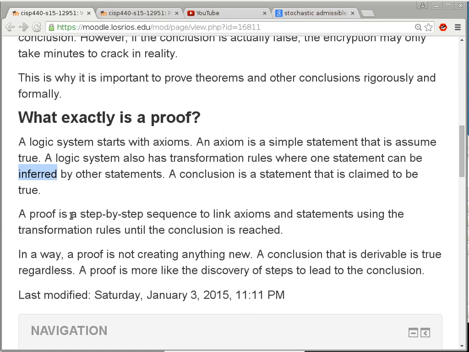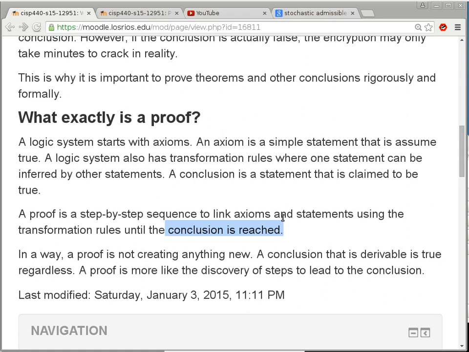A proof is basically just a step-by-step sequence to link axioms. You have to go all the way to the axioms, statements that are true and cannot be proven, and then use the transformation rules until the conclusion itself is reached. So there's something that we want to show to be true, but we have to start with stuff that is actually given to us to be true, that is not questionable.